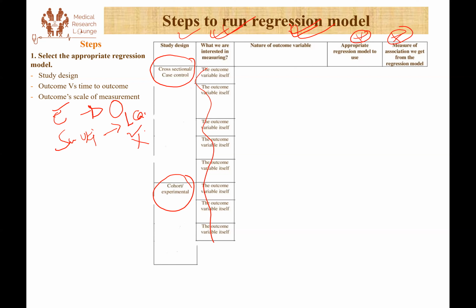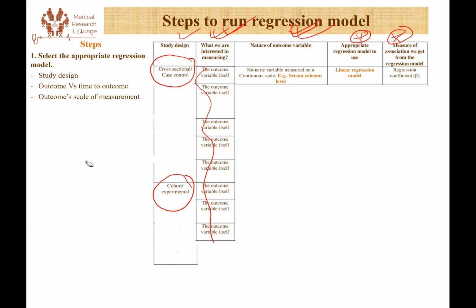But sometimes, instead of just the outcome itself, we might have a different interest, which we're going to see later. So for now, we are interested in measuring the outcome in most studies. So that's what we're going to see. The first possibility is that for a cross-sectional or case control study, in which we're measuring the outcome itself, the outcome variable could be something that's measured on a continuous scale. Let's say we're assessing the factors that could affect the serum calcium level among ICU patients, for example. So our outcome is serum calcium level. It's a continuous variable. So if we have that kind of variable for a cross-sectional or case control design, we have to use a linear regression model.